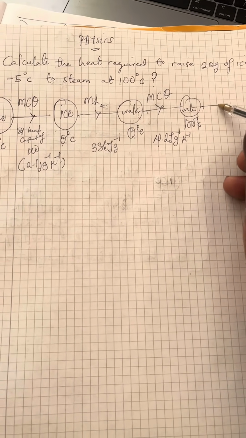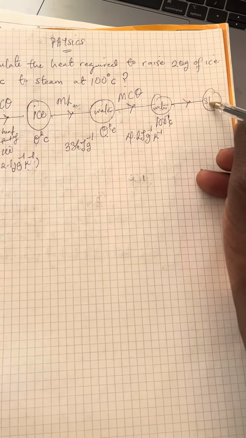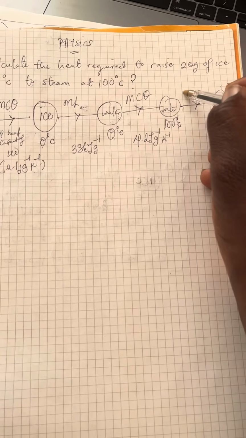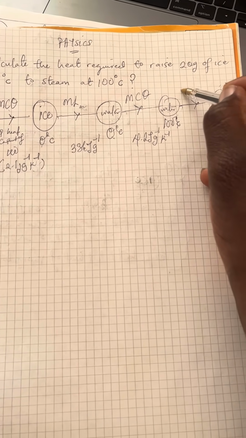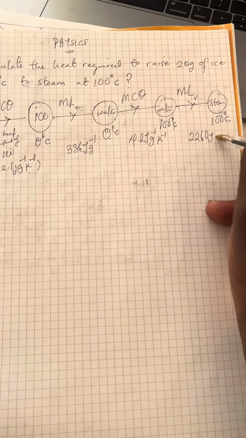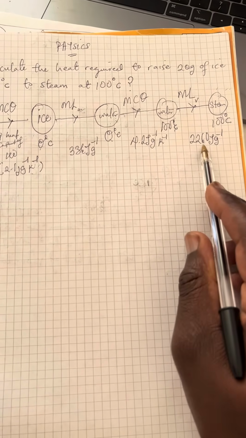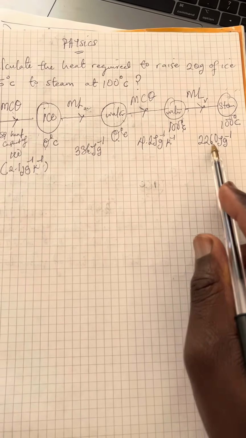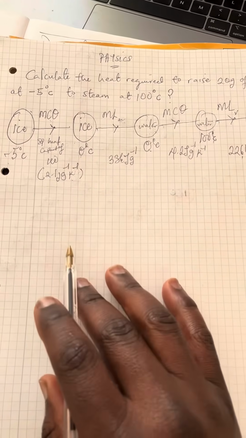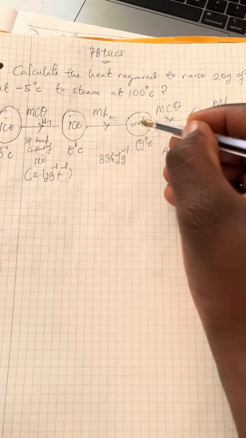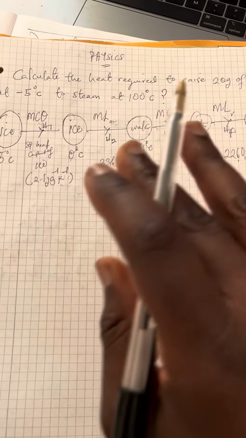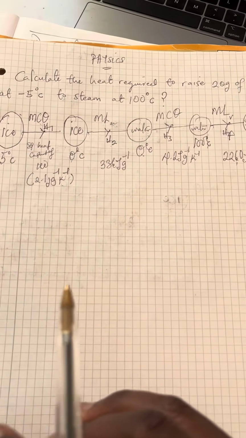Then the water forms steam. Now there's a change of state, at constant temperature, so that is the latent heat of vaporization, ml v. This is 2260 joules per gram. This is the specific latent heat of vaporization of water, which you can also call the specific latent heat of steam. So we are going to use this to solve our question. Here we have H1, H2, H3, and H4. After finding them, we are going to add everything together.